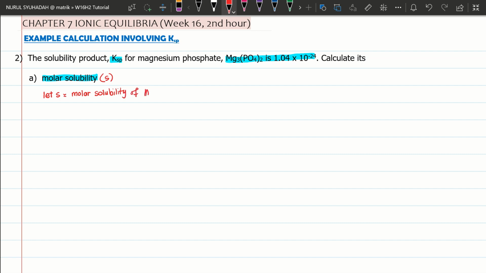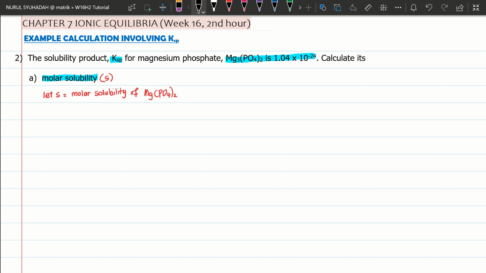For our magnesium phosphate. Okay, so please write down this one first. Okay, so the next step is we're going to construct the ICE table.